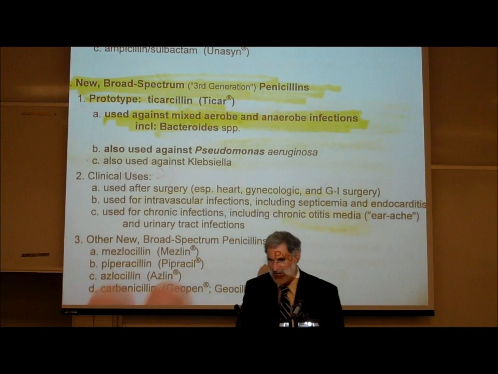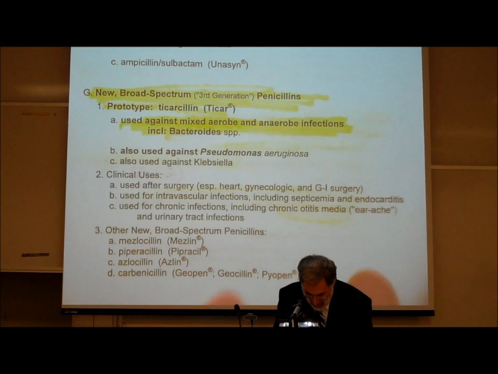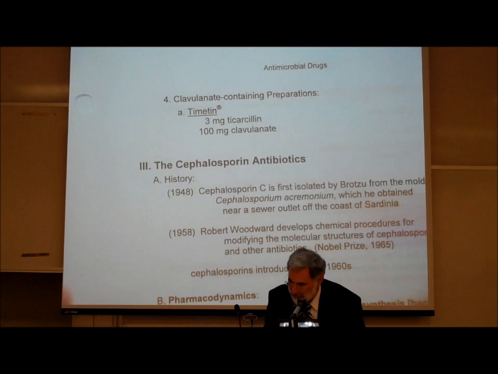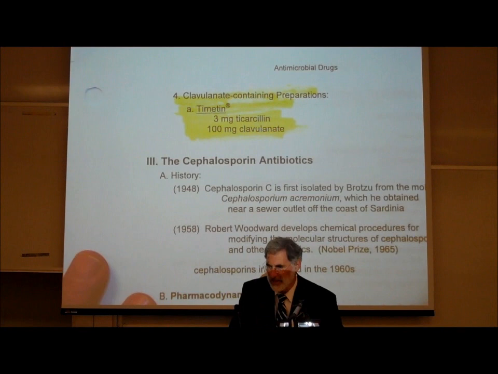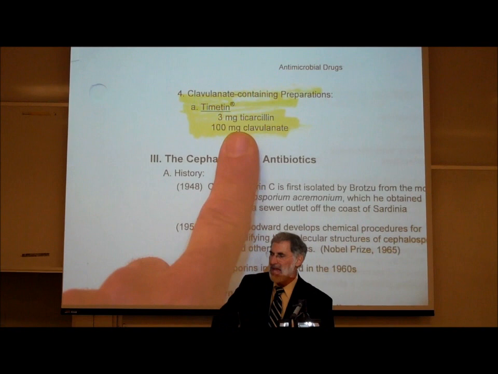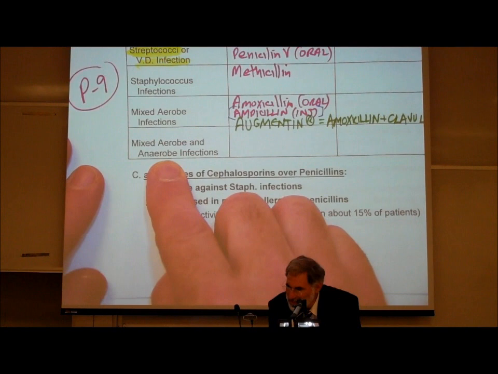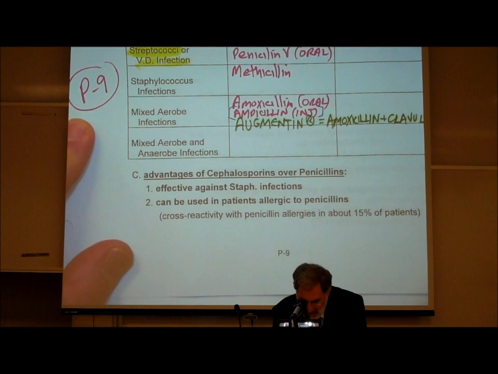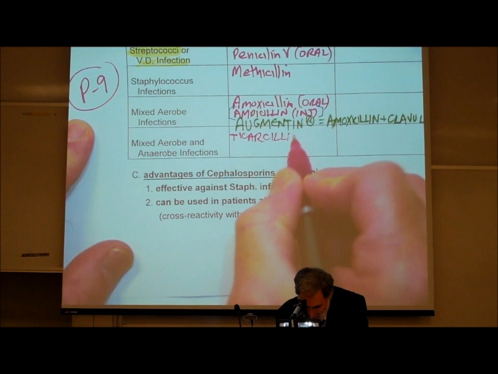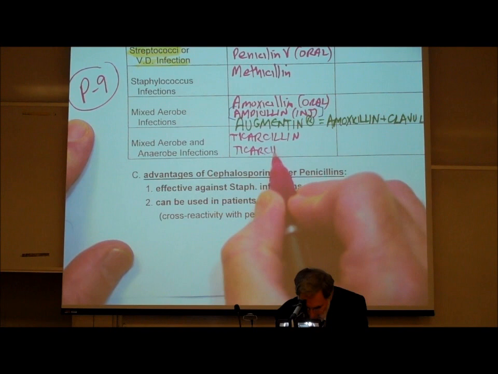So on page P9, at the top of P9, they also have a ticarcillin containing clavulanate. And what that means is that it works against aerobic bacteria and anaerobic bacteria, and because it's got clavulanate, it even works against staph. So let's write that into our chart. If you've got a mixed aerobic and anaerobic bacterial infection, what do they give? Ticarcillin. It is a penicillin, ticarcillin, even a broader spectrum of action. But remember, you have to give ticarcillin plus clavulanate in order to be effective if it's got staph in there.